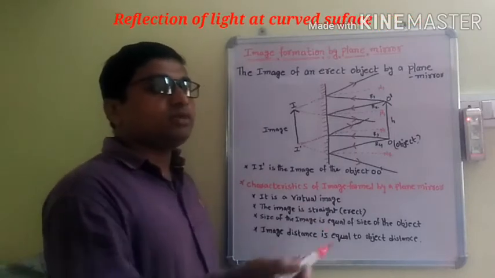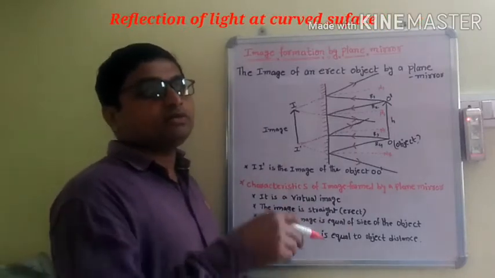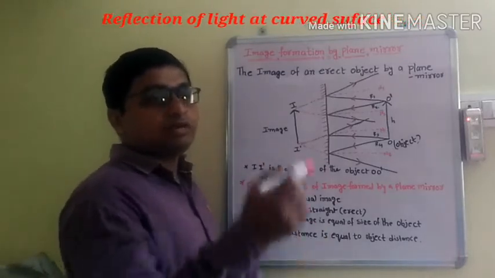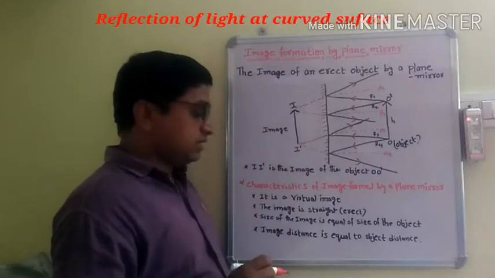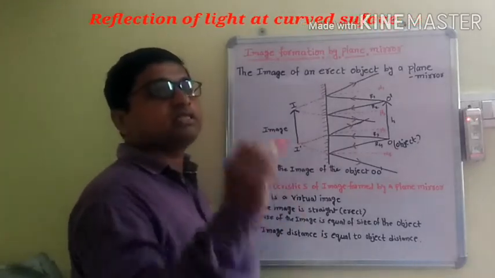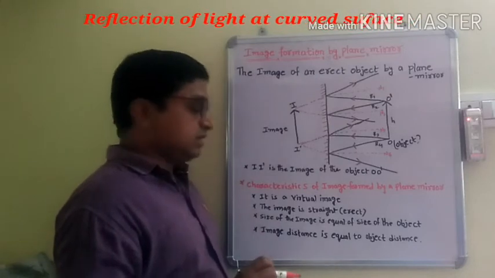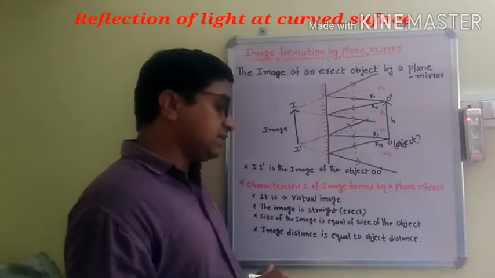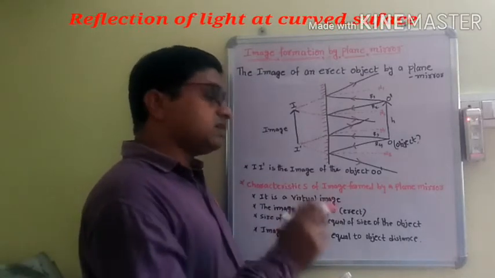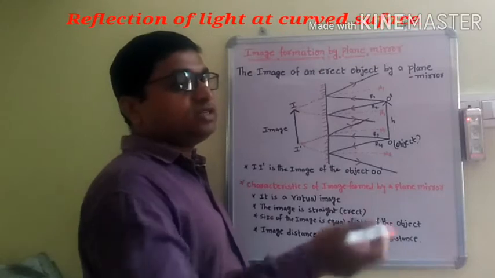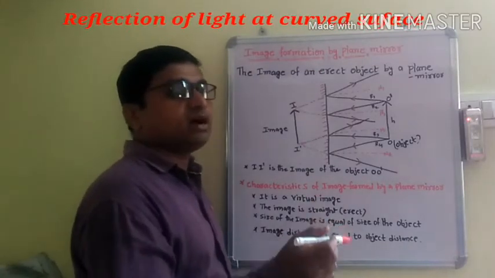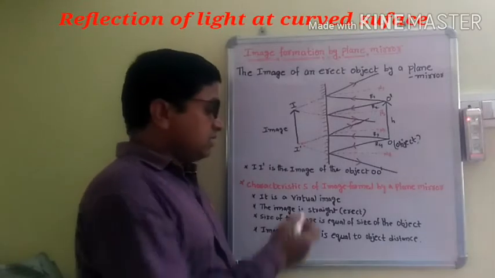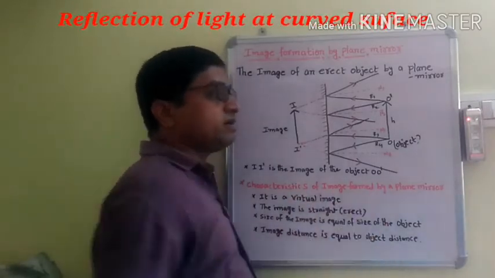One point you remember: the characteristics of the image by a plane mirror. The image is a virtual image. The image is always straight. Next, the size of the image is equal to the size of the object. The image distance and object distance are equal. These are the characteristics of the image formed by a plane mirror.